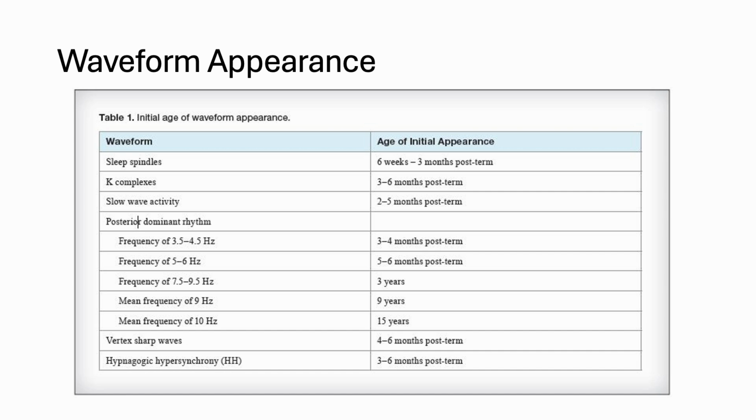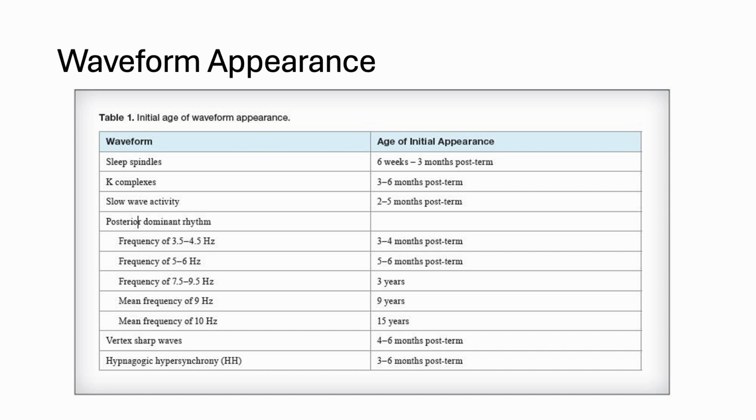Sleep spindles first appear sometime between 6 weeks and 3 months after birth. Slow wave activity appears somewhere between 2 to 5 months old. K complexes and hypnagogic hypersynchrony show up sometime between 3 and 6 months. Vertex sharp waves are seen between 4 and 6 months.